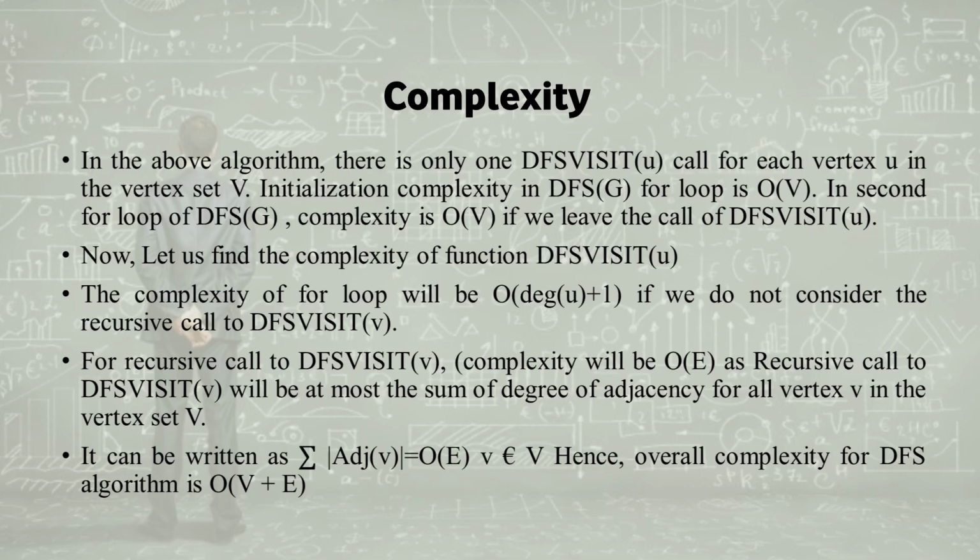Then for the recursive calls of DFS visit, it will be the sum of the degrees of the adjacency lists of all vertices V. So it can be written as the sum of the adjacent vertices, which will be big O of all the edges you have used to visit it. Hence the overall complexity will become big O of vertices plus edges. So it's very simple.